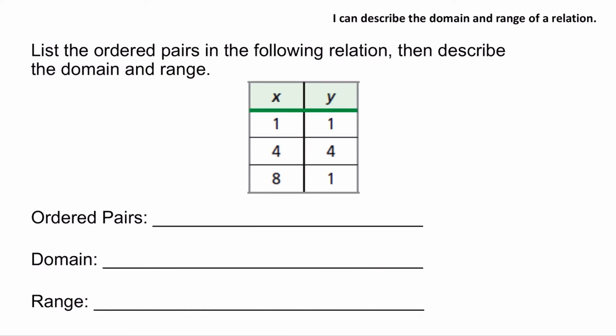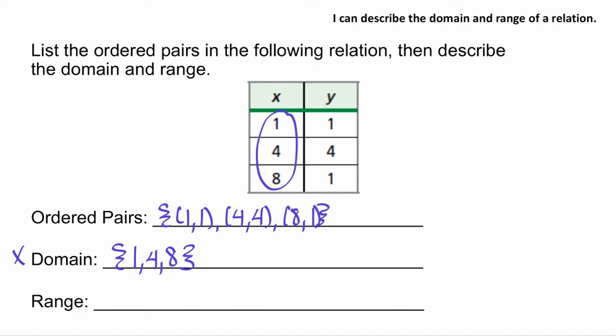So now we have a table. It asks us to list out the ordered pairs and then describe the domain and range. The ordered pairs will be 1, 1, 4, 4, and 8, 1. Now we need to list the domain. The domain is all of the x values, so those will be all the values in this first column. So we have 1, 4, and 8. The range is all of the y values, so that'll be all the numbers in the second column. So we'll write 1, 4, and we don't need to write 1 again because that is a repeated value. As long as you include it once, that has been included in your range.